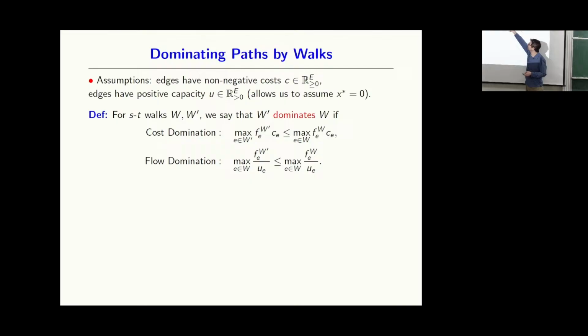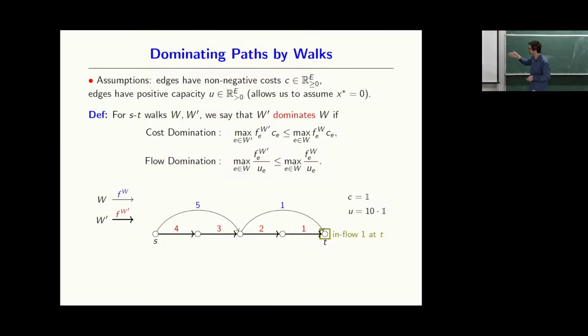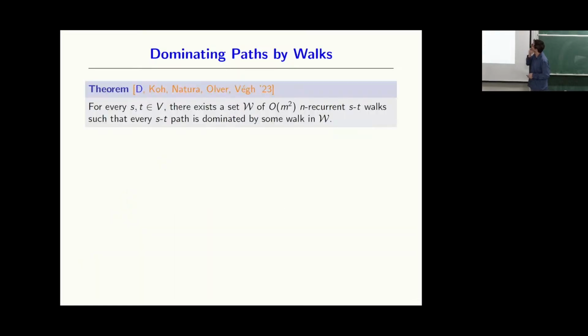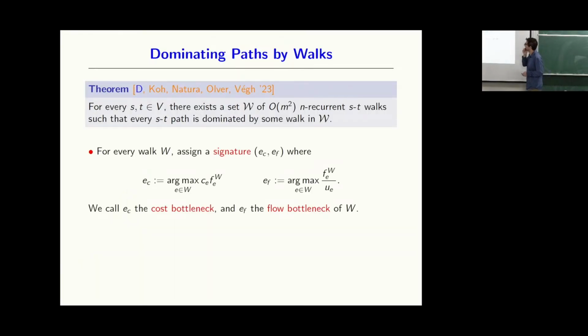And here I'm just going to look at only the most expensive arc. So I will declare the cost of the path to be the most expensive arc it uses times the amount of flow it sends on that arc. For the fraction of capacity, this is more or less what you would expect, modulo the fact that I'm allowing myself to replicate edges a few times. Good. So these are the two notions of domination. How are we going to build a small collection of dominating walks that beats all the paths? Good. So let me show you this.